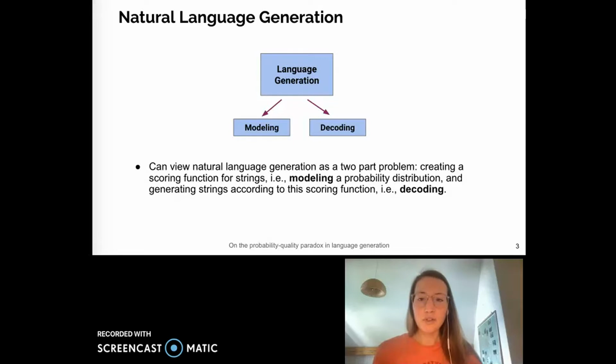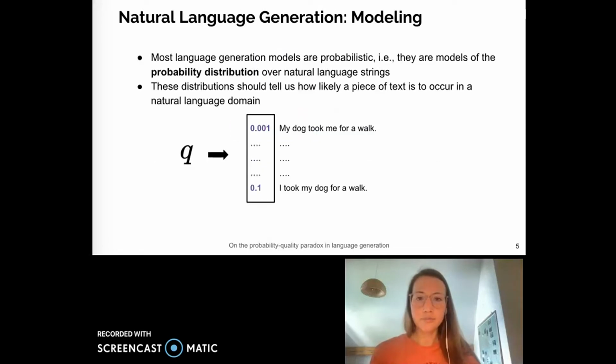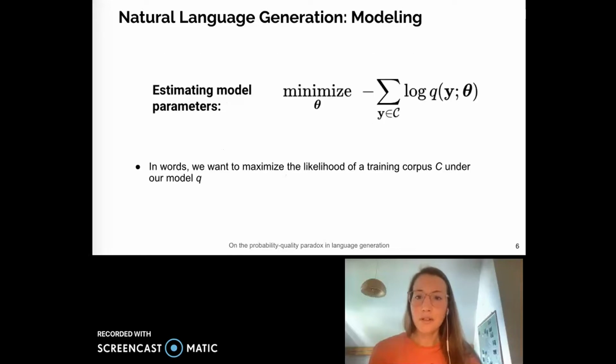We'll first briefly take a look at modeling. So in short, standard language generation models are probability distributions over natural language strings. In practice, we want these models to assign high probability to realistic text, while assigning lower probability to less realistic options. Now, how do we go about creating these models? Well, typically we optimize the parameters of our model such that it assigns high probability to actual natural language text, or in other words, a corpus.